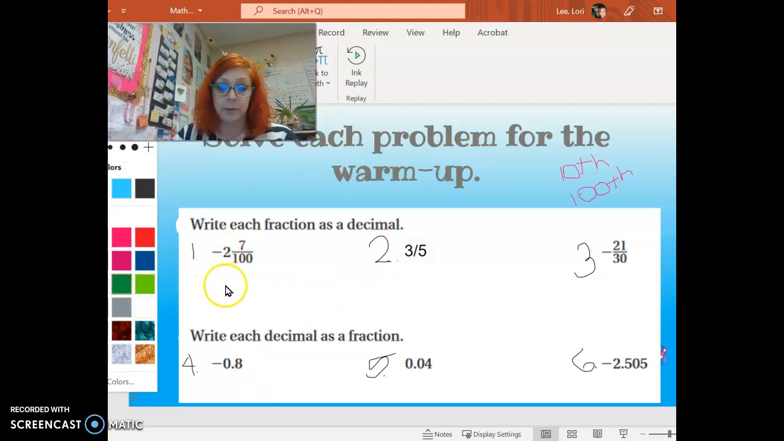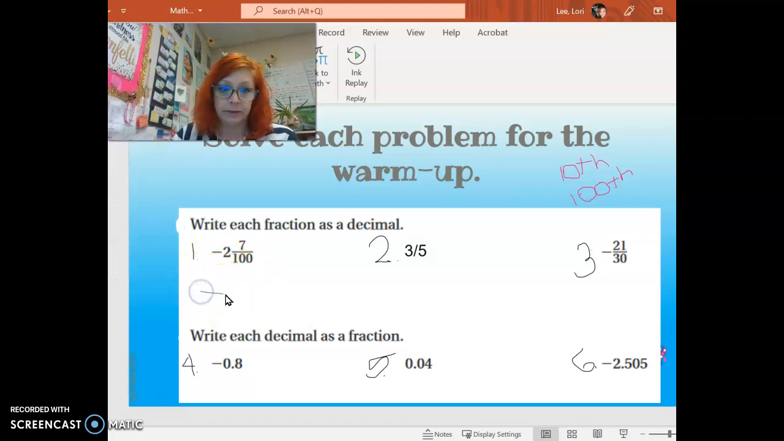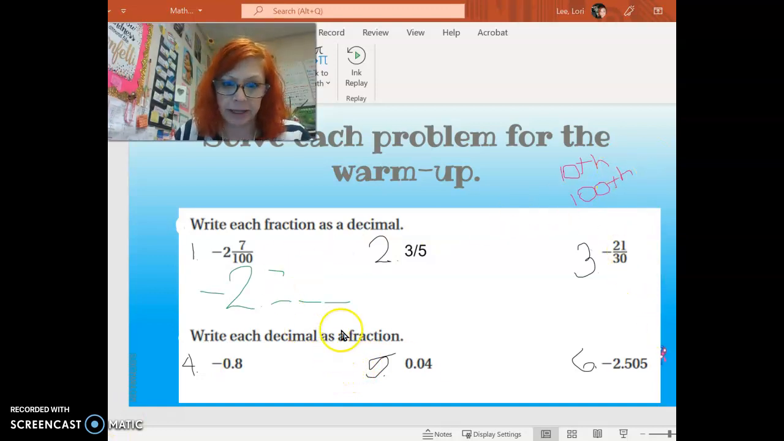Okay, so let's start with number one. This is a negative, so the first thing I'm going to do is write a negative here. And how would I read this? I would say -2 and what? -2 and 7/100ths, right? So now I need to see where is the hundredths place here? The hundredths place. Where would that be?